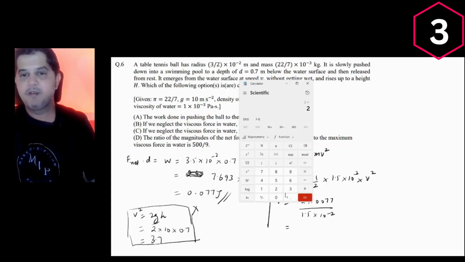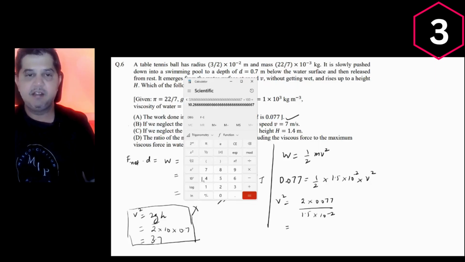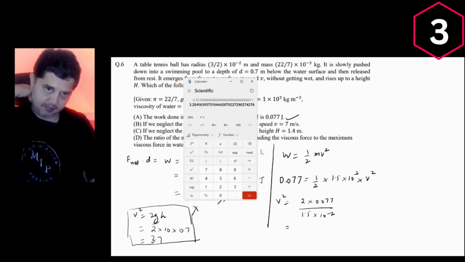2 multiplied by 0.077 is equal to so much, divided by 1.5 is equal to so much. Multiply this by 100, since 10 to the power of minus 2 goes upwards. I get 10.26. Now this is v square here. I need to get the value of v, so take the square root of this. I get 3.2421. What's the answer I should get? 7 meters per second.